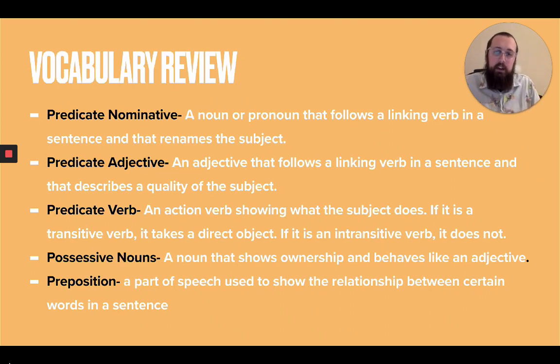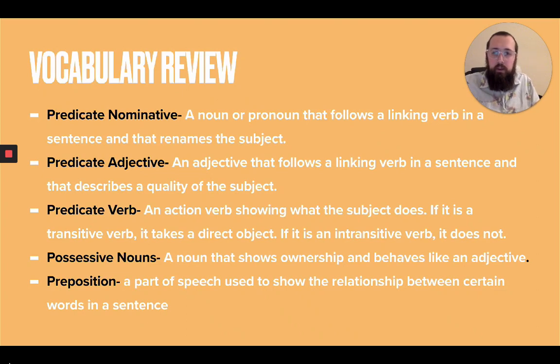A predicate nominative is a principal element in a sentence, and that's a noun or pronoun that follows a linking verb in a sentence that renames the subject. I've been doing brief reminders during the past lessons, but remember, predicate nominative is when you rename the subject. Whereas a predicate adjective, it's an adjective that follows a linking verb in a sentence, and it's describing a quality of the subject.